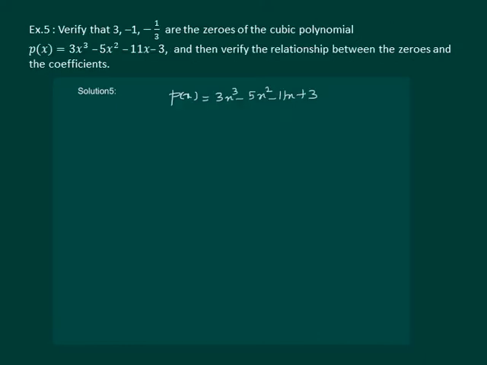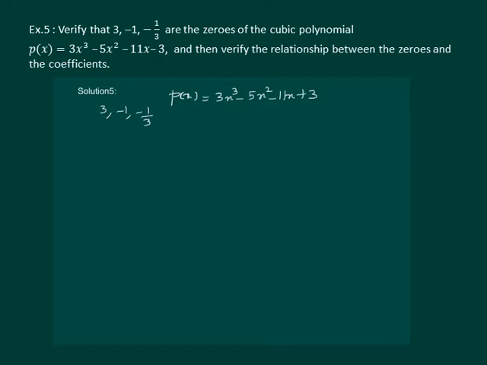Let us read the question. Verify that 3, minus 1 and minus 1 by 3 are the zeros of the cubic polynomial, and then verify the relationship between the zeros and the coefficients. To verify if 3, minus 1 and minus 1 by 3 are the zeros of p(x), we simply need to find the value of p(x) at these values and see if they come out to be 0. If p of 3 comes out to be 0, it is verified that 3 is the 0 of p(x). Similarly for the other numbers.